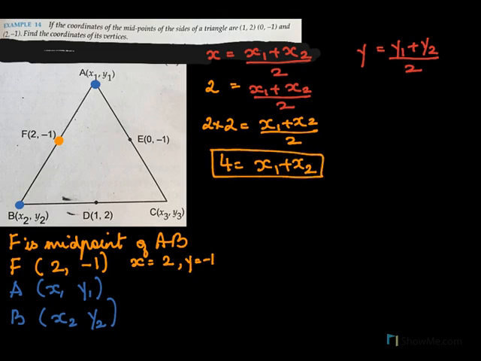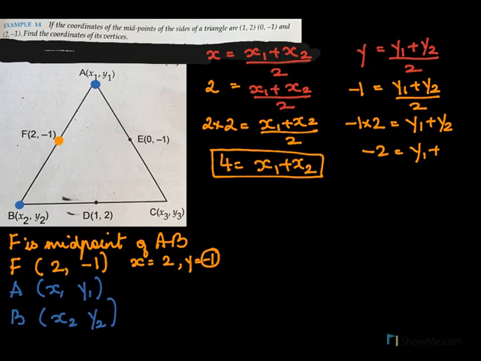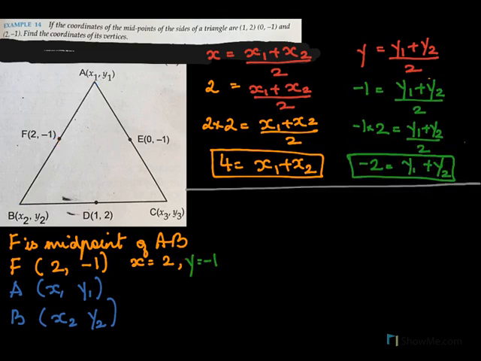The same thing when I go to y. I know my y is -1 here. So -1 equals y1 plus y2 divided by 2. -1 into 2 equals y1 plus y2. So -2 equals y1 plus y2. This is equation 2. Now we start the same process for BC.